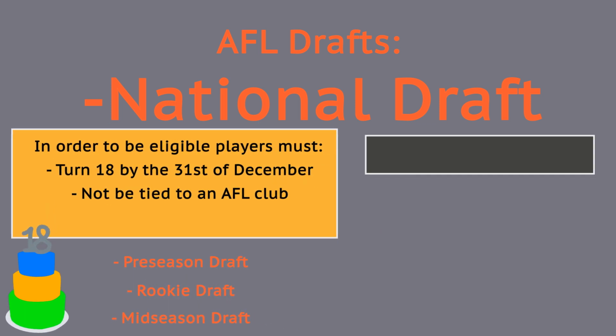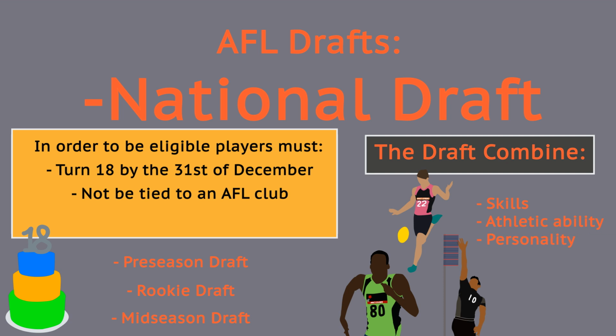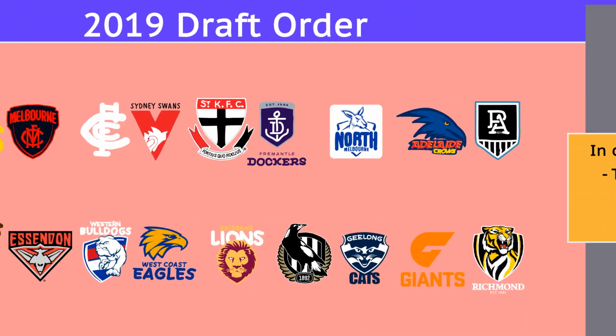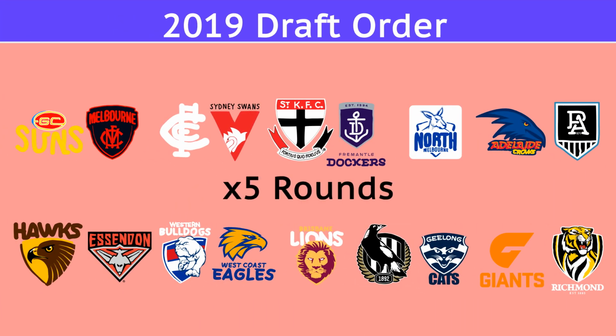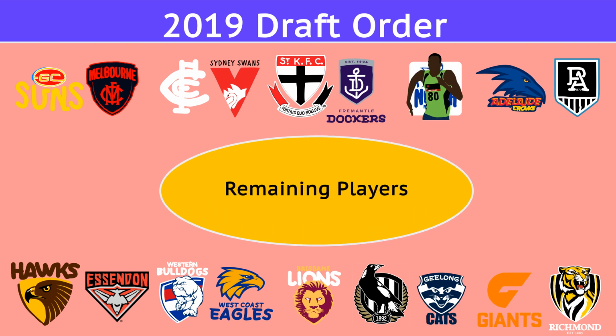Prior to the draft, the top 100 or so young players across the country are invited to the draft combine, where they showcase their skills, athletic ability, and personality to recruiters. Players must then inform the AFL of their intention to nominate for the draft. Only players who have nominated are eligible to be selected. The National Draft then takes place over the course of 5 rounds, and the order of the assigned picks for each round is the same. Each pick is used to select a player from the remaining pool of nominees.